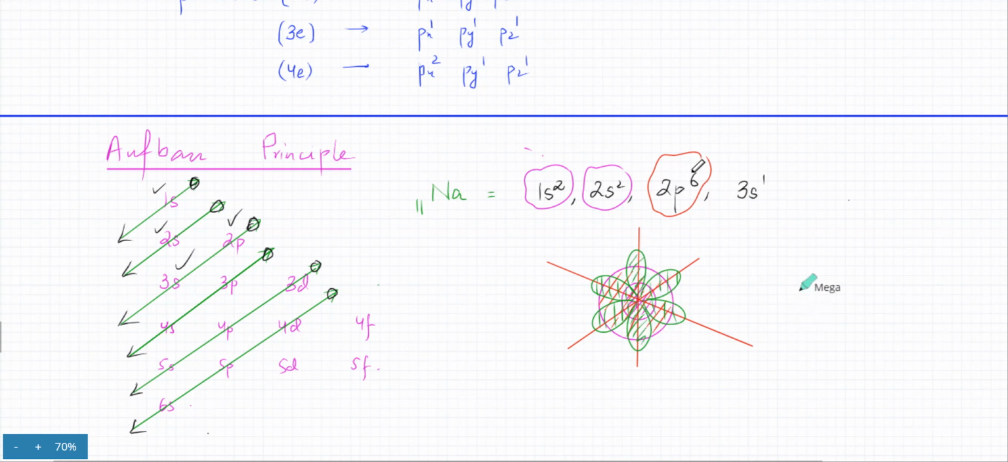And finally, there's a 3s. 3s means that there's going to be a spherical region, but it's from the third energy level, third shell. So the electron would be very energetic, and that particular electron would be occupying a much, much bigger area because it would be the most energetic electron. So that would be your 3s.